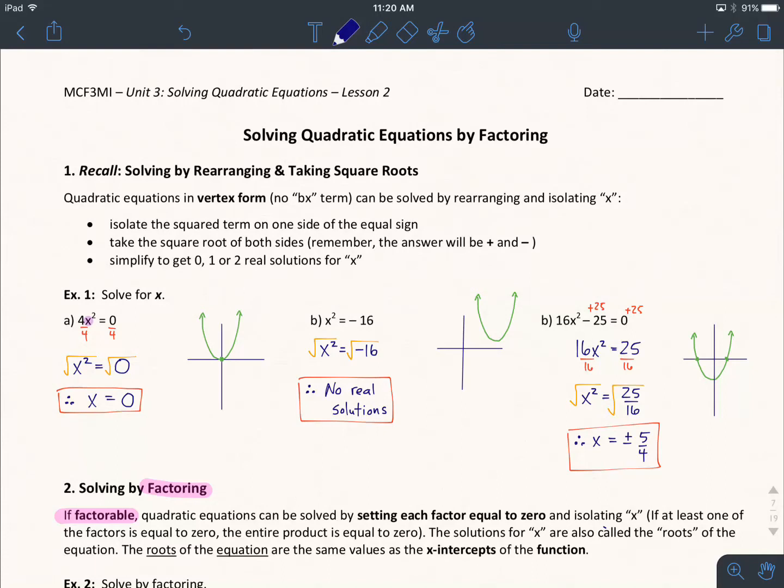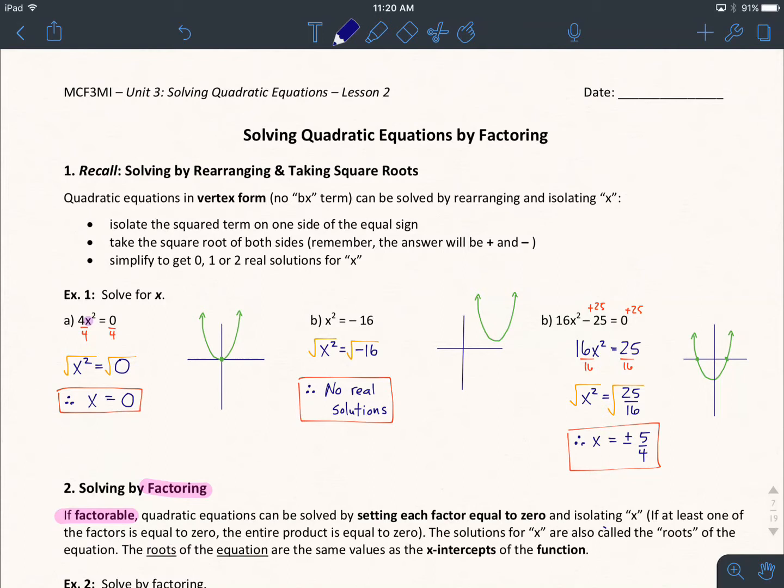Hello, we are working on lesson number 2 from unit number 3, solving quadratic equations in our MCF3MI math class. The second lesson picks up where the first lesson left off, which is us talking about different methods for solving quadratic equations. This little recall here, the part at the beginning of the lesson, goes over what we did in the first lesson in the unit, which is solving by rearranging and taking square roots.